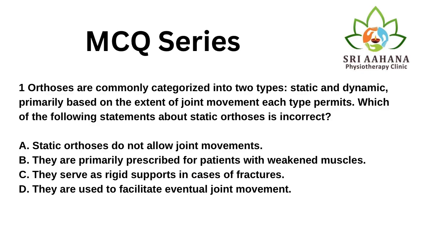Orthoses are commonly categorized into two types, static and dynamic, primarily based on the extent of joint movement each type permits. Which of the following statements about static orthosis is incorrect? A. Static orthoses do not allow joint movements. B. They are primarily prescribed for patients with weakened muscles. C. They serve as rigid supports in cases of fractures. D. They are used to facilitate eventual joint movement.